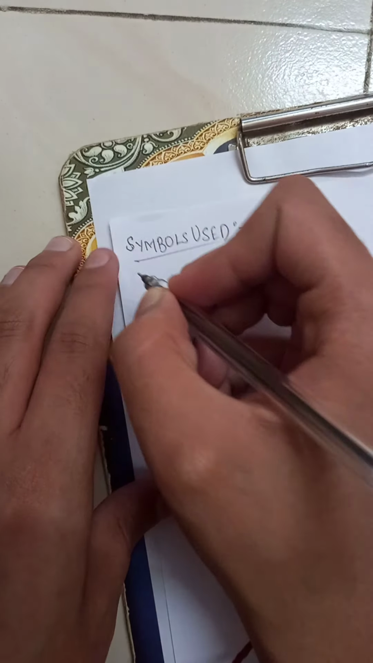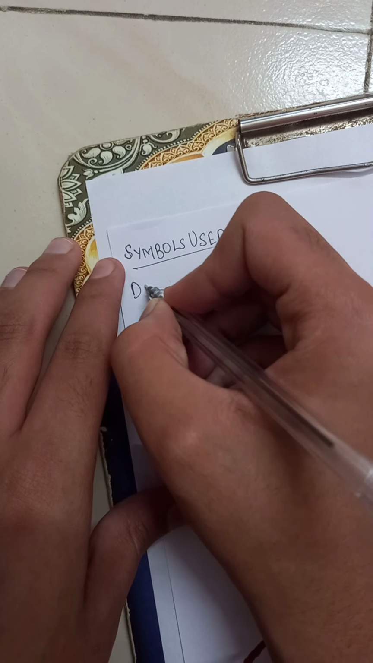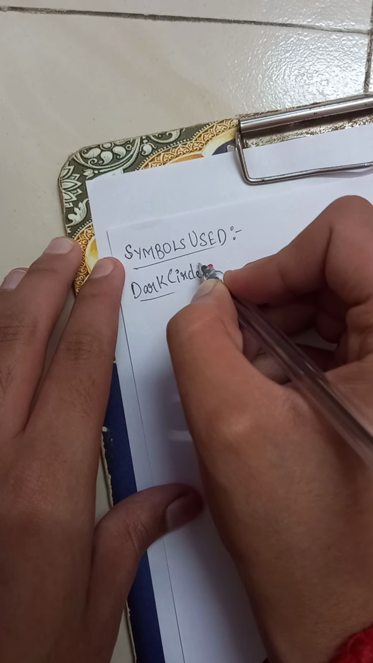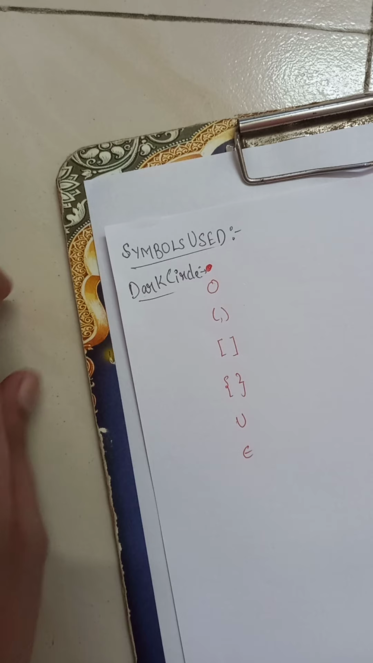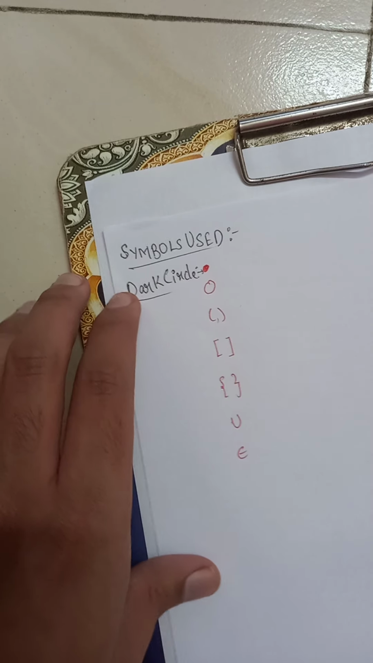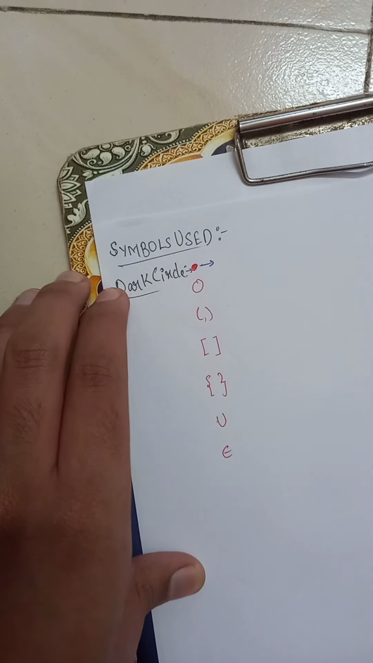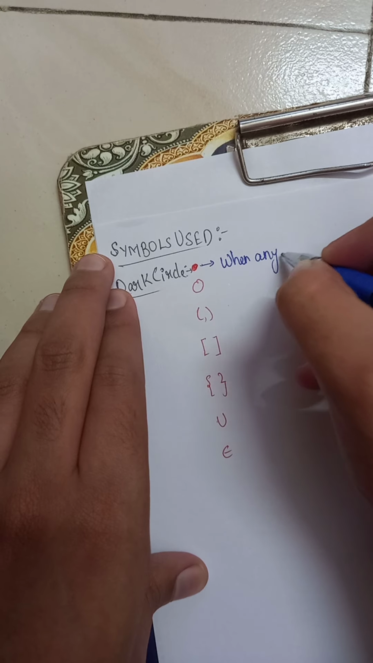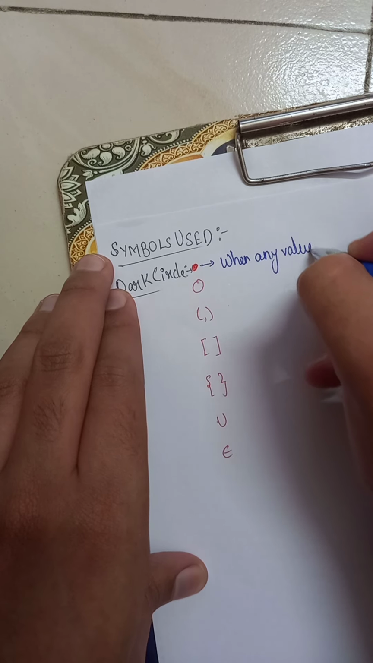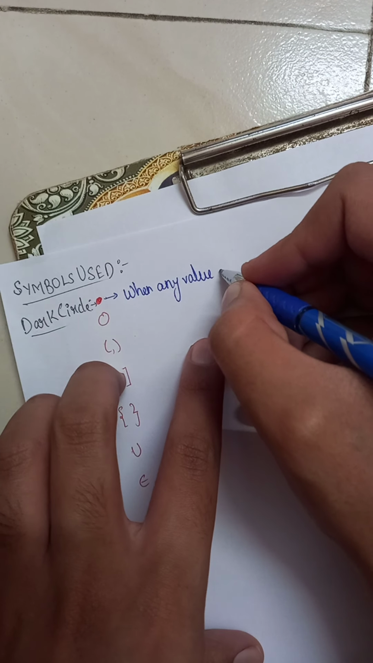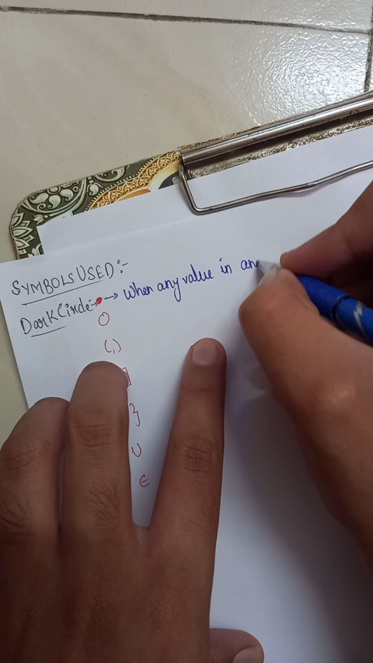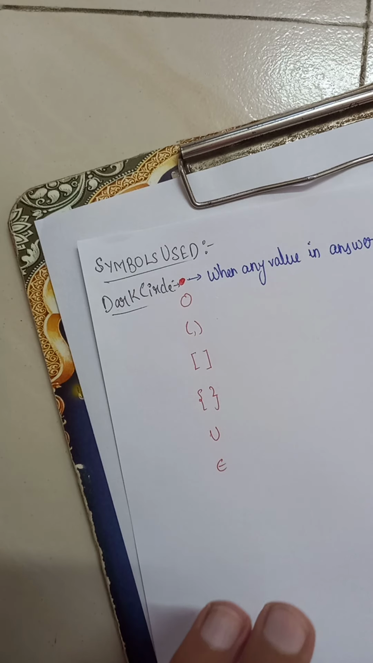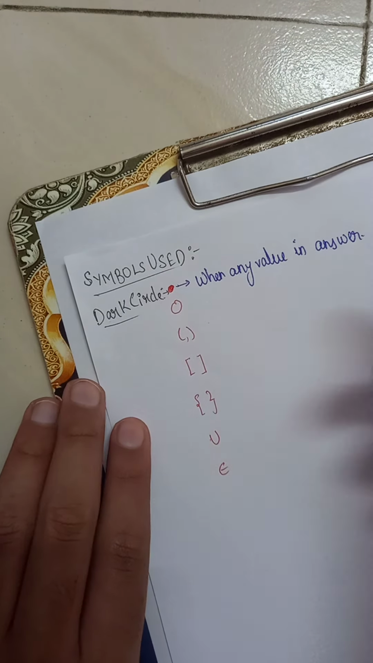The first symbol is the dark circle. This is called a dark circle. What does a dark circle mean? It means that when any value is included in the answer. So first keep writing what I'm writing. You'll understand what these meanings are in the next few minutes.